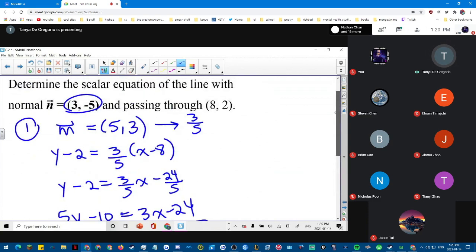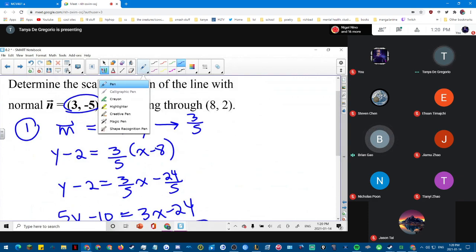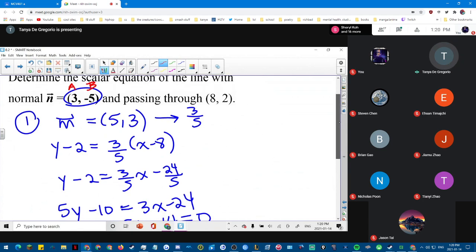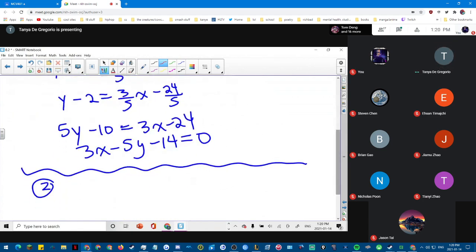You should notice something. Oh, so my normal, yeah. A and B is just 3 and -5, which is the component of n. You got it. Take a look here. That ends up being my A, and that ends up being my B. Look at that. Do you see that? So what that means is, if I'm given a normal, I don't have to go through all that. I can just sub 3 in for A and -5 in for B. So that's the second way I'm going to show you.